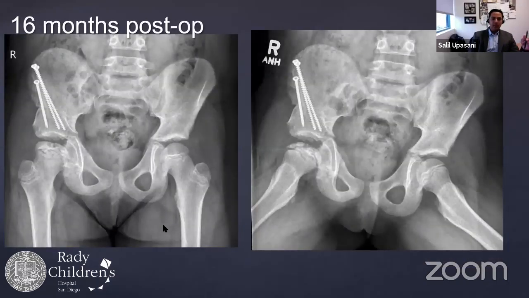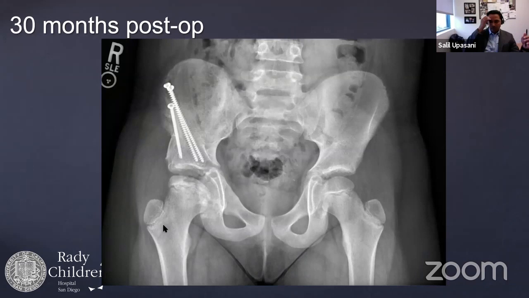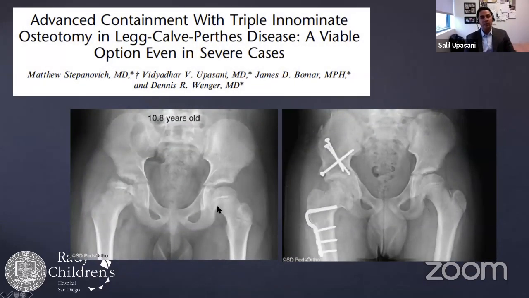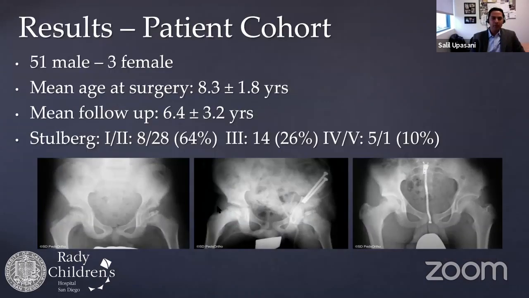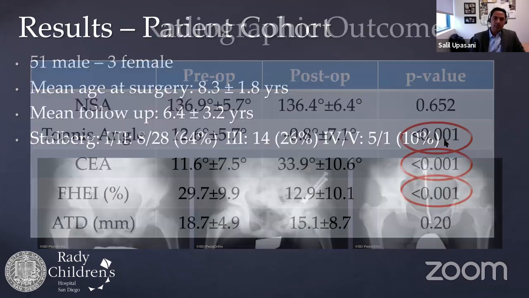And then here she is at 16 months and 30 months. So ossification still continued healing for her, but I think it's a reasonable approach. So we had just looked at our concepts of advanced containment with the triple innominate. This study was in JPO, I believe, a year or two ago. So Stulberg 1s and 2s, 64%. Stulberg 3, 26%. We just broke them up separately. And poor outcomes of 10% with mean follow-up of 6 years in these patients.